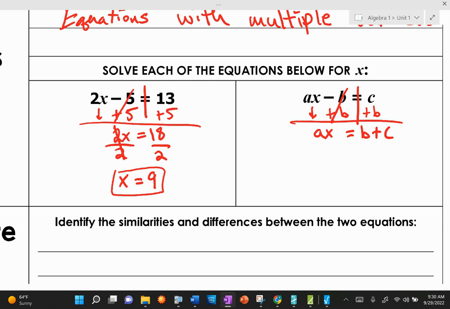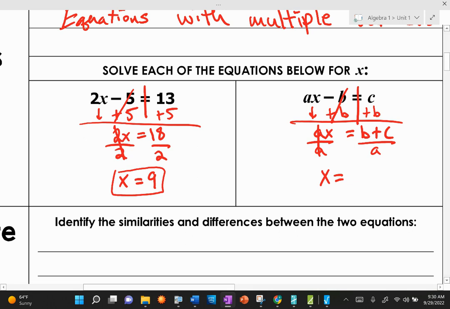Okay, now I need to get x by itself. What's happening to x? Being multiplied by a. So how do we get rid of a? Divide by a. The a's cancel out on the left. This gives us x.